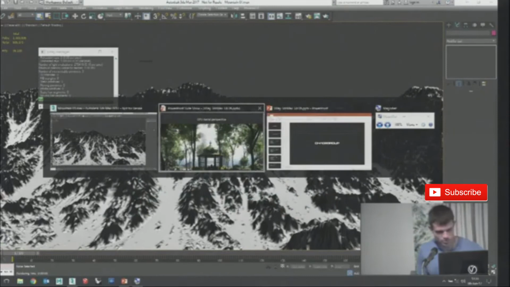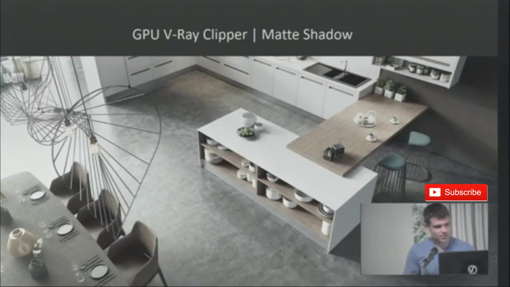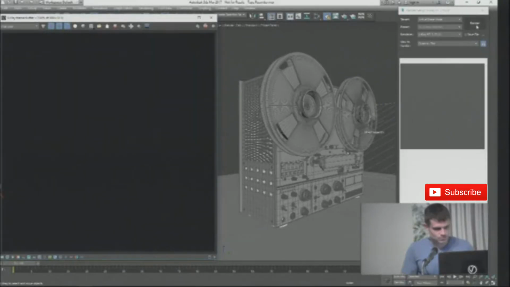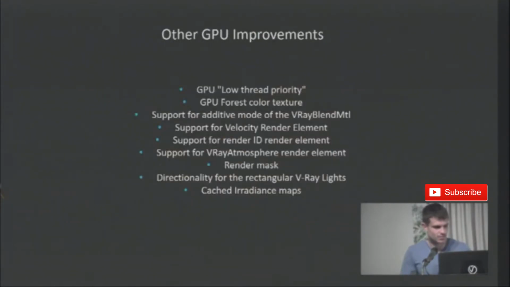Okay, so I'm running a little bit late on time, so I'll move quickly. The V-Ray Clipper, made shadows, like made surfaces, are also working properly on the GPU right now. So if you have a chair or something that you want to place upon a photographed background, you can render that on the GPU, and on top of that you can clip the mesh easily. So here I had a video example. The stochastic flakes are also supported and work as expected, and a bunch of other things as well.